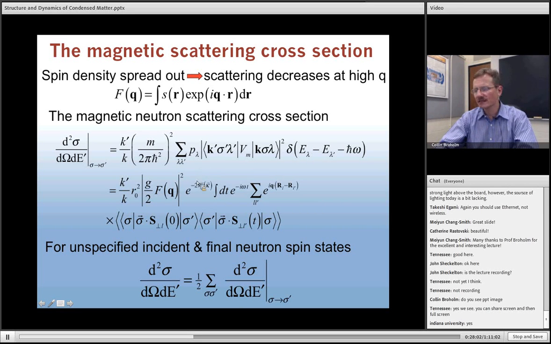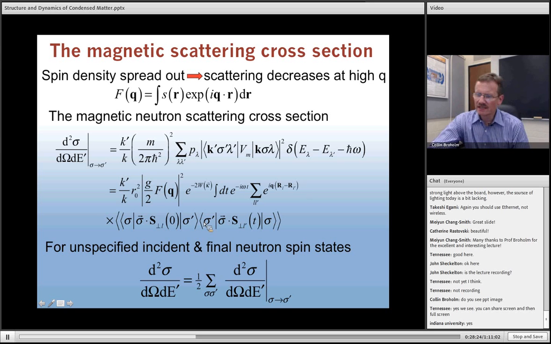And then come the two Fourier transforms: the time Fourier transform, which you recall showed up as a result of this Dirac delta function, and then the spatial Fourier transform, sum over L, L prime, e to the i Q dot (R_L minus R_L prime). And then finally comes essentially the two-point correlation function.